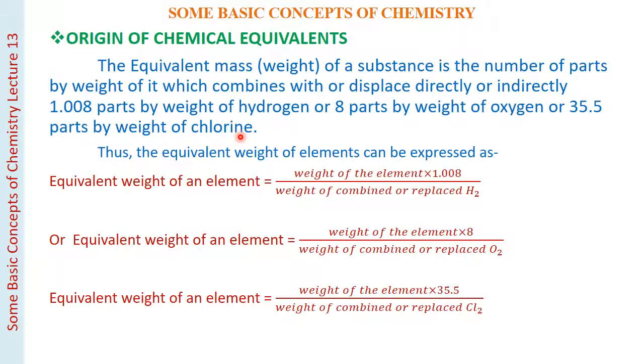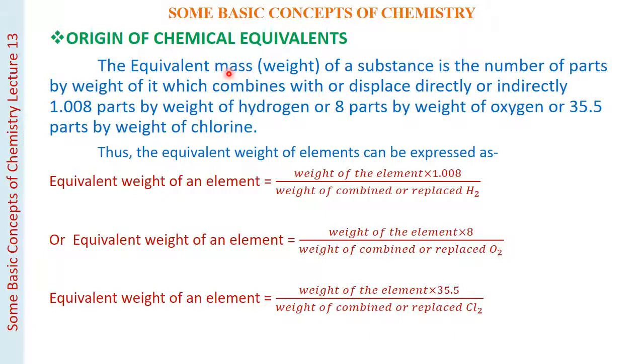Can you identify these numbers? Well, 1.008 in relation to hydrogen is the equivalent weight of hydrogen, 8 is the equivalent weight of oxygen, 35.5 is the equivalent weight of chlorine. And whatever the substance weight is combining with the equivalents of hydrogen, oxygen or chlorine becomes the equivalent mass. Right? So I hope you can understand all this.